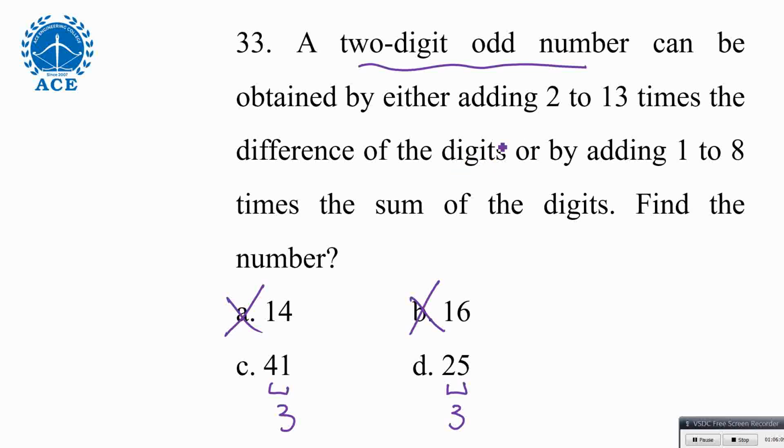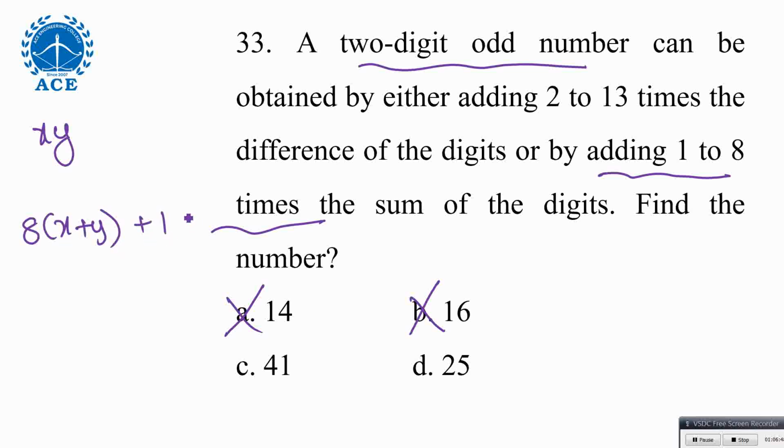Either adding or one among that only should be true. Both correct. What is the sum of digits here? 5. They said adding 1 to 8 times of that. So it's like X and Y. I read the question in a wrong way. That's what a few of your friends who are good in English helped us to solve the question. So as per the question, what they want to convey is adding 1 to the 8 times the sum of digits. So 8 into (x plus y) plus 1 should be equal to xy.